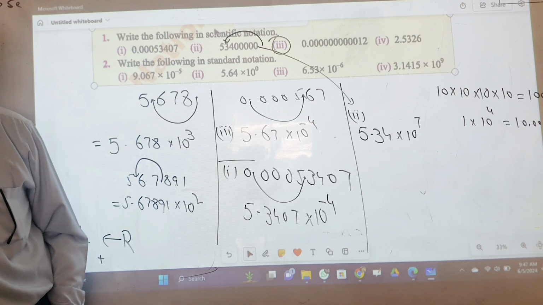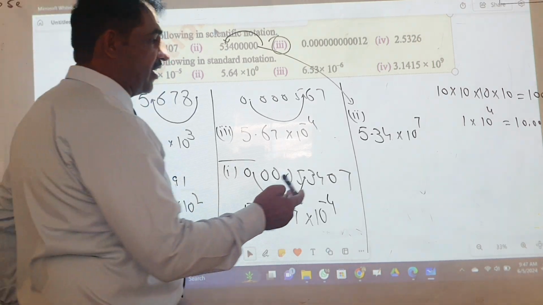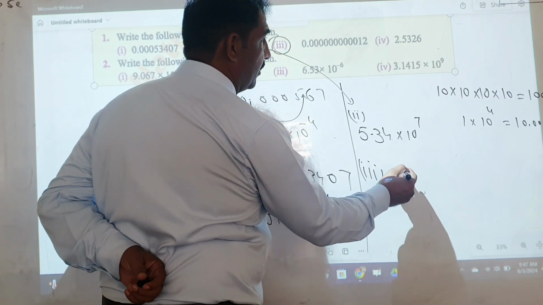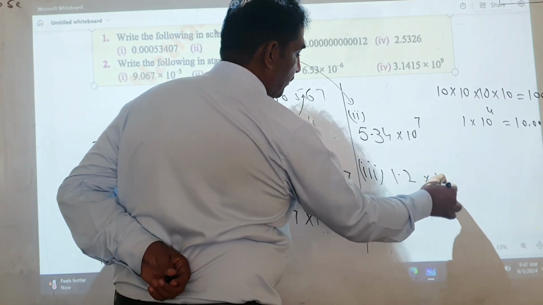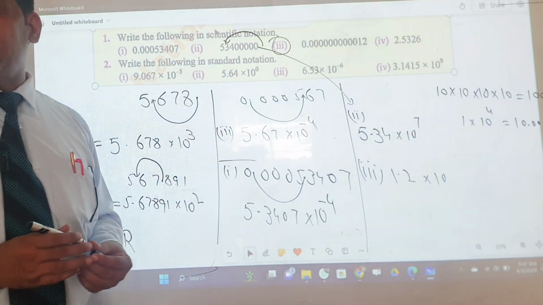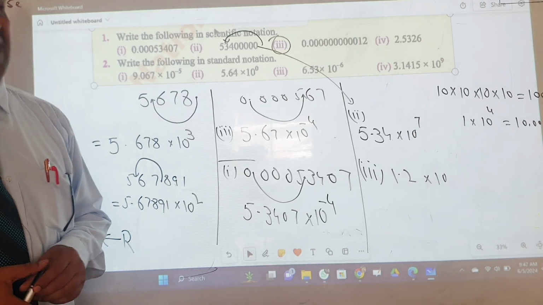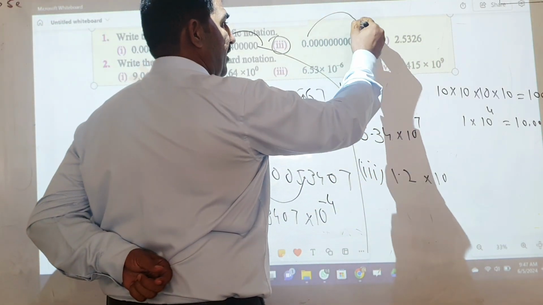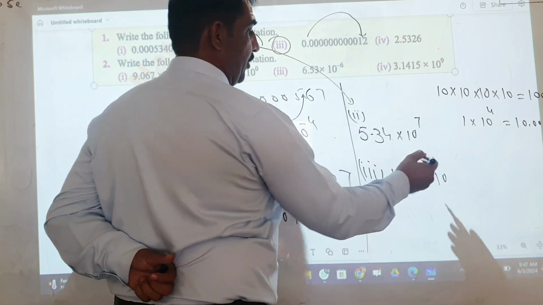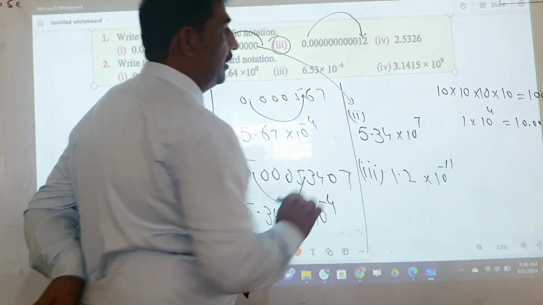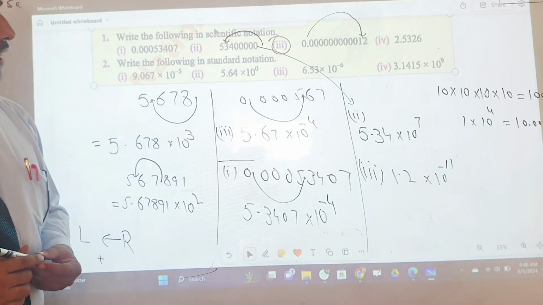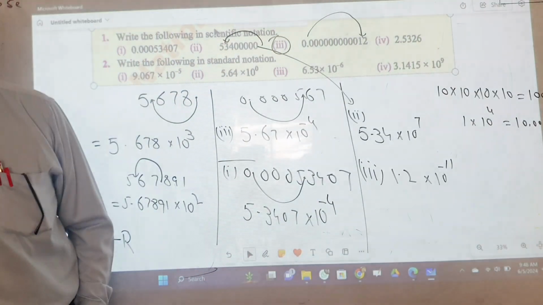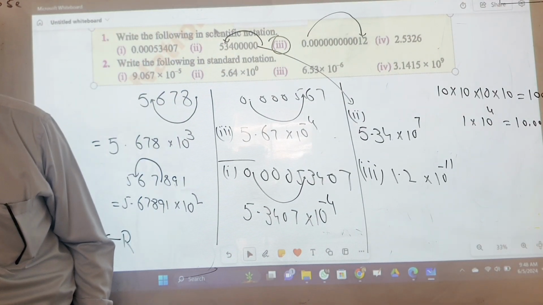1 point. Good. You are right till here. So what should we write here? That's the third part, 1.2. Okay, then after that count how many digits from this point to this point. 11. Yes, all of you count that. Okay, that's good. And the last, what is the answer of this one? Intelligent question. 5.3.